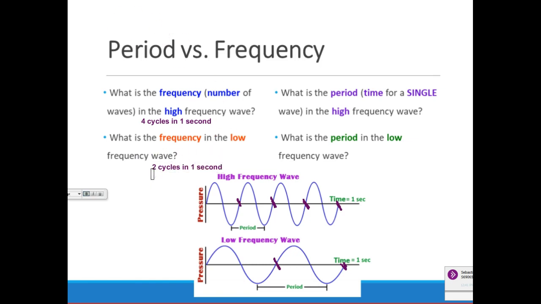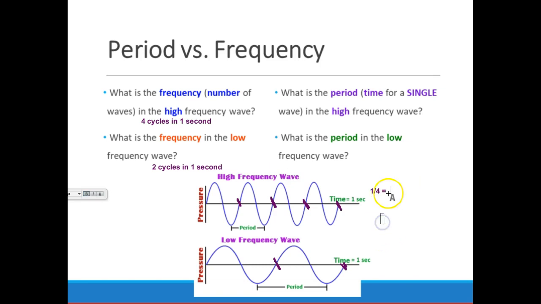Excellent. Okay, what about the period? So we want to think about the time it would take for a single wave, right? So again, we need to take this 1 second and divide it among 4 different waves, right? We need each wave to take an equal amount of time and in total equal 1 second. So tell me, what would 1 divided by 4 be?